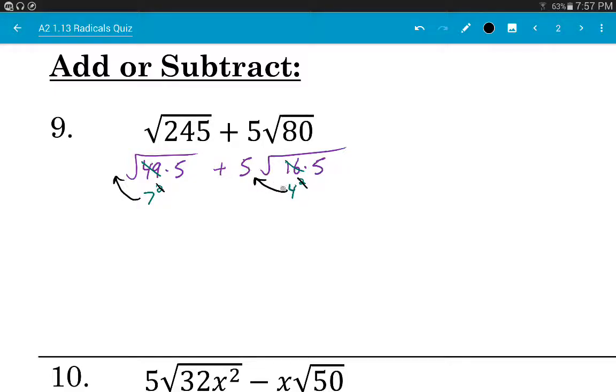Remember that if we have two numbers in front, like here with the 5 and the 4, 5 times 4 is 20. So I got 20, and I've got a 5 stuck underneath. On the left, I've got a 7 on the outside, and a 5 stuck underneath. And let me bring down that plus sign. 7 rad 5 plus 20 rad 5 equals 27 rad 5.